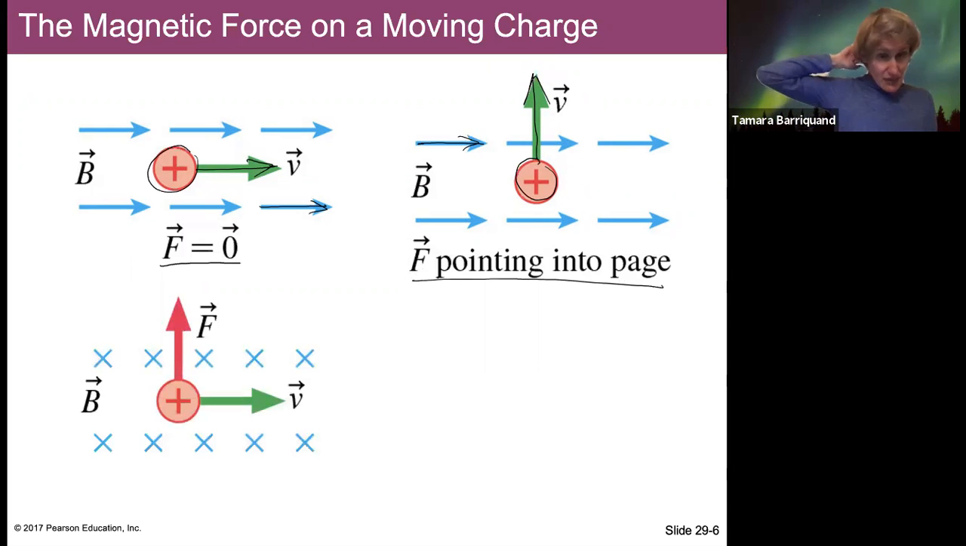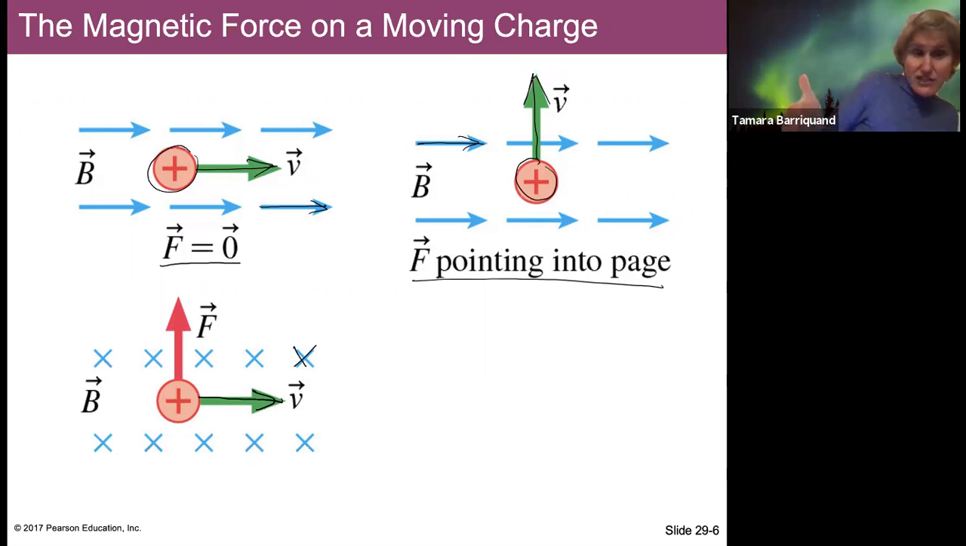Now in this example, we have our velocity moving to the right and the magnetic field is into the screen. That's what the X is here, showing us the tail feathers of our arrow. So we do our velocity to the right, curling our fingers into the screen, and now our thumb is pointing up. So the force in this case is up.